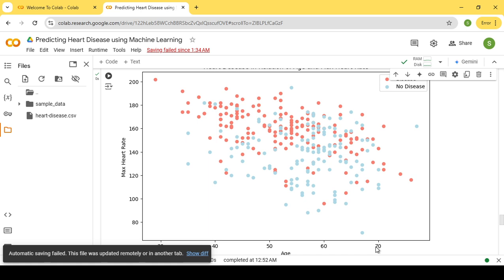You may also observe that as people age, their maximum heart rate decreases, which is natural with aging. Older individuals with heart disease may show lower heart rates, while younger individuals, since they are more into fitness, even with heart disease may still achieve relatively higher heart rates. It's important to note that age alone is not a clear determinant for heart disease. Other factors like lifestyle, medical history and physical fitness also contribute.